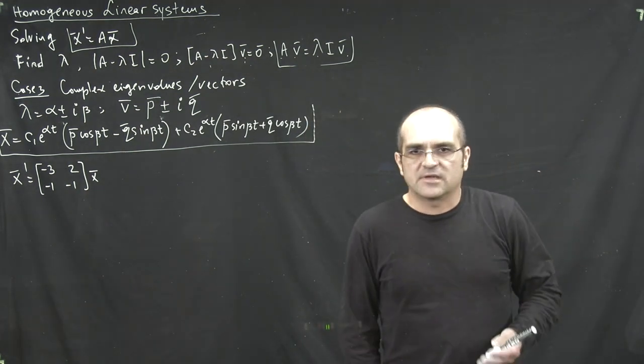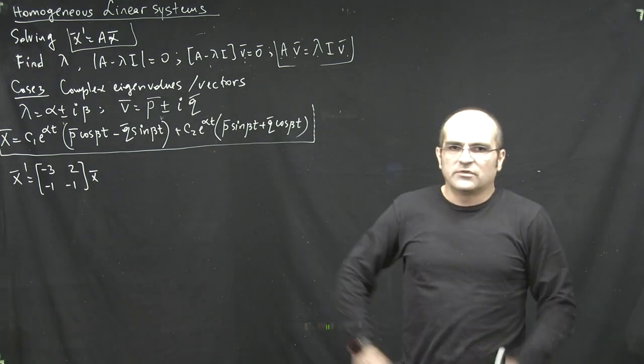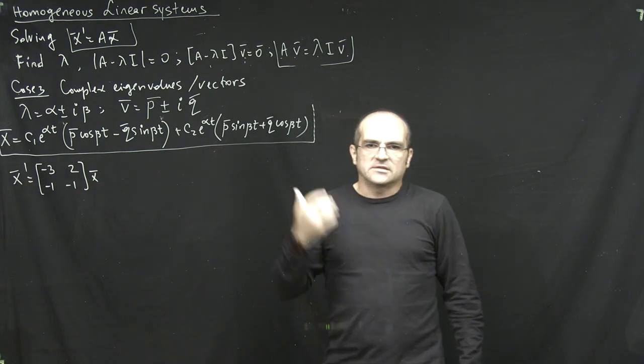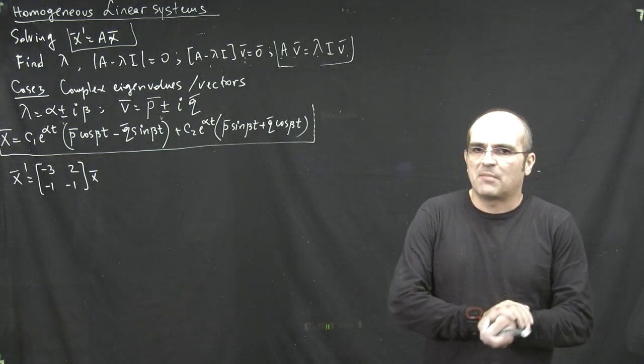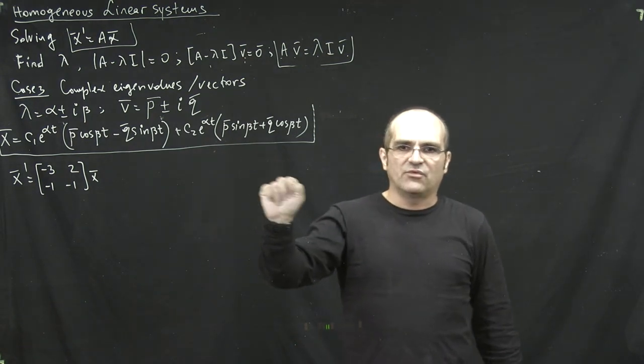Okay, so the complex case, the last case, in the homogeneous linear system. The formula is kind of complex, if you see here. Again, the reason behind it is the notion of complex exponentials, but let's not get into that. Let's focus on how we actually apply the formula itself.